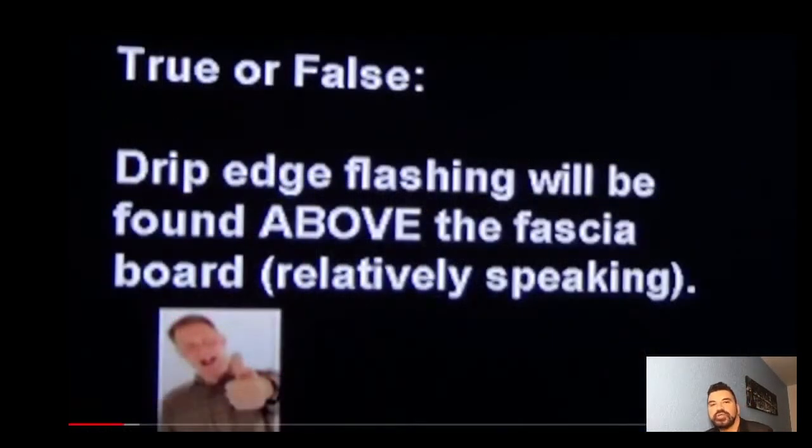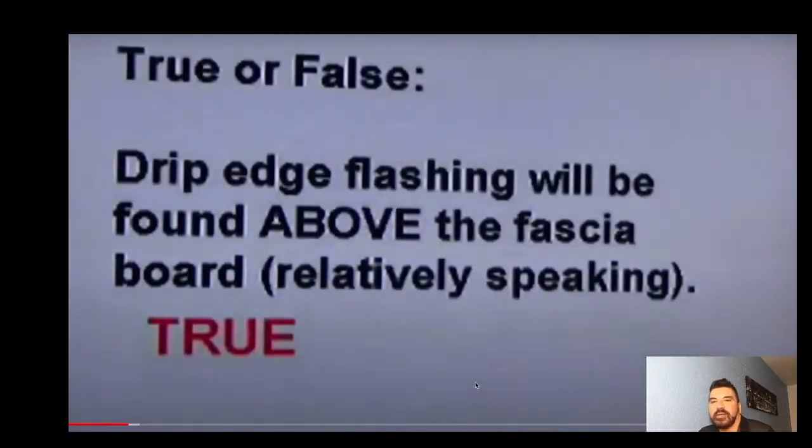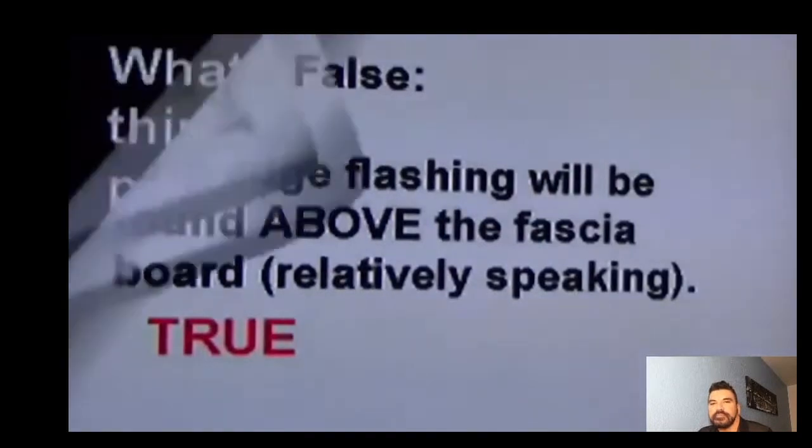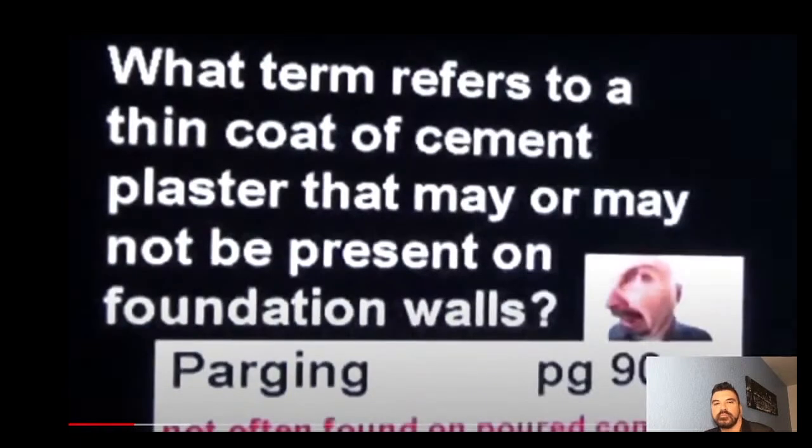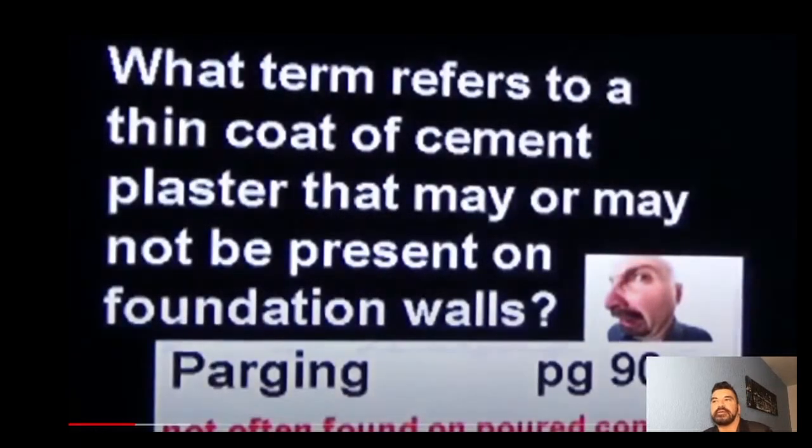True or false? Drip edge flashing will be found above the fascia board, relatively speaking. So here's the next question coming up. What term refers to the thin coat of cement plaster that may or may not be found on foundation walls? Parging, which is often not found on poured concrete. Details will follow on page 90 if you want to look that up.